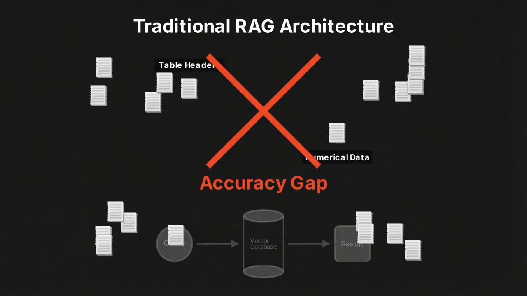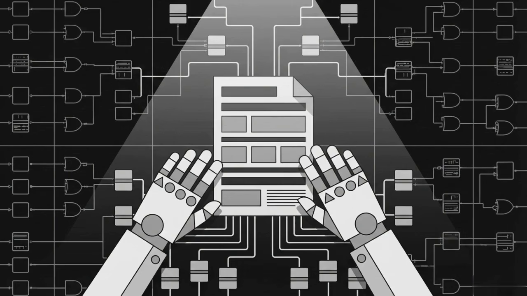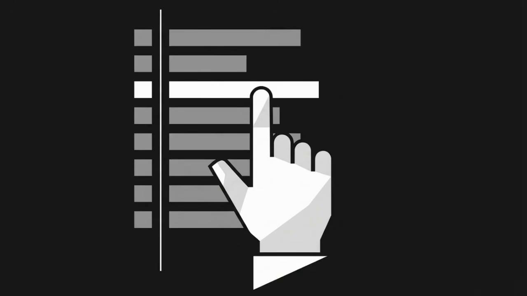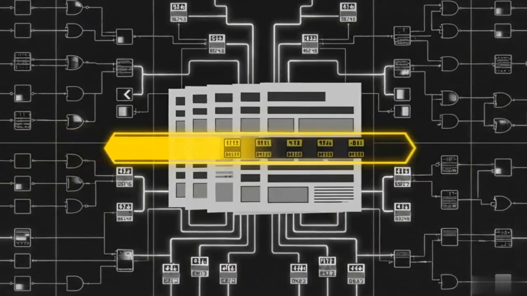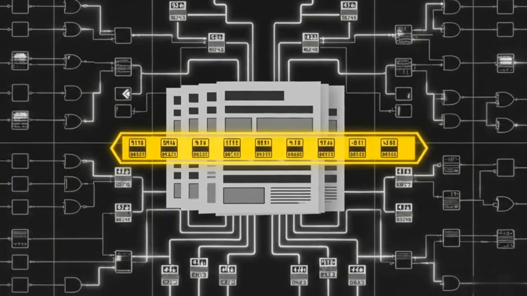Think about how a human expert reads a textbook. They don't take a pair of scissors, chop the book into hundreds of random paragraphs, and try to match the words to find an answer. Instead, a human looks at the table of contents. They understand the structure, navigate to the relevant chapter, find the exact page, and pull out the specific data they need. This brings us to a framework designed to replicate that exact process.